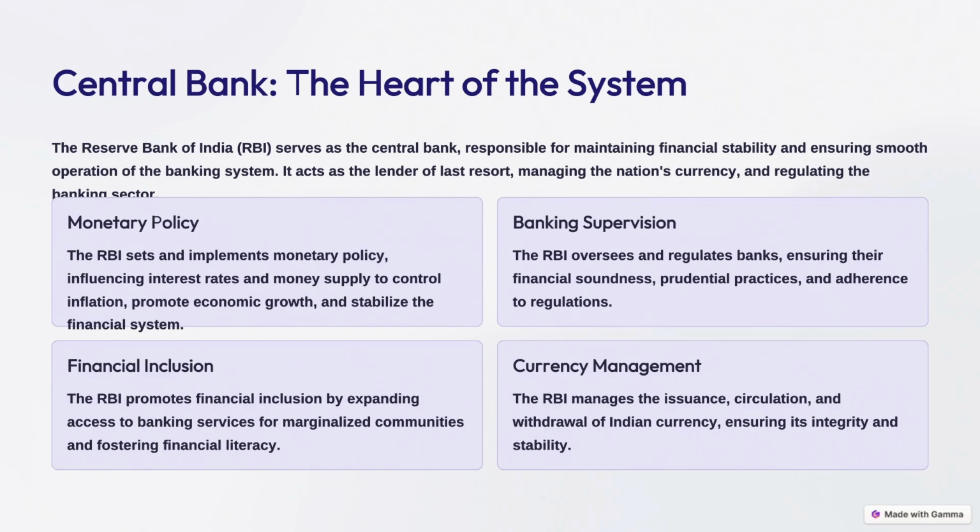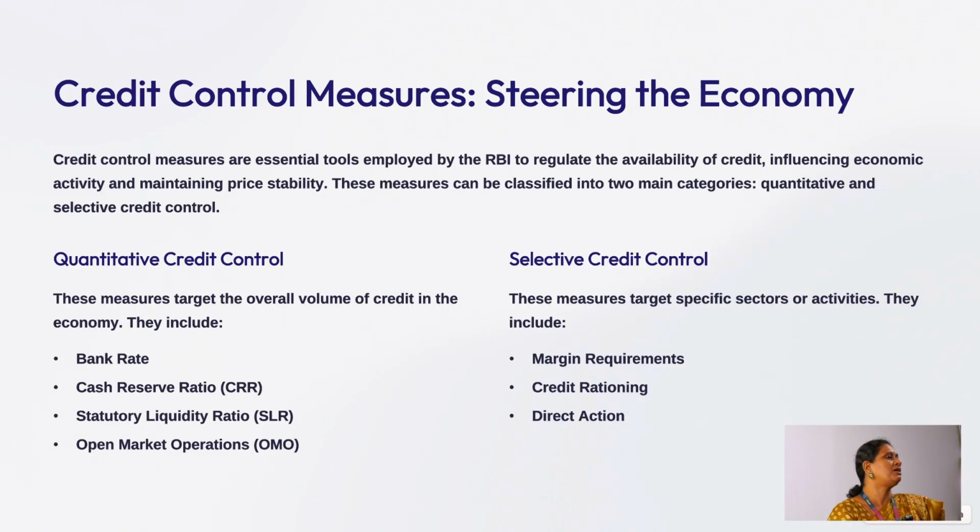It audits banks for financial stability and compliance. This supervision prevents banking frauds and mitigates risk to the broader economy. Such oversight is vital to maintain public trust in the financial system. Credit control is one of the most powerful tools used by the RBI to regulate economic activity. Let me explain these measures in detail.